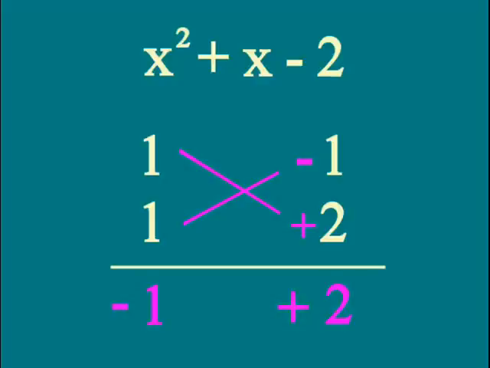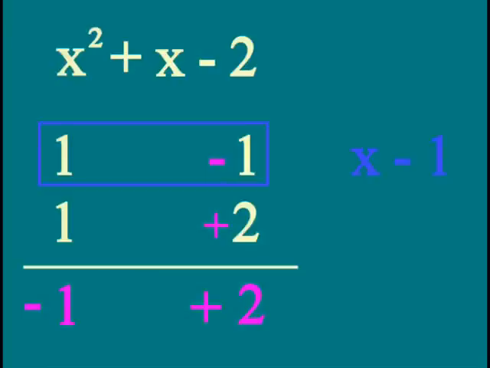Before we solve the problem, we have to double check the constant term. The negative and the positive do produce a negative 2, so we're all set. If that constant were positive 2, then we cannot solve this problem. Now we can read the two factors off. They are x minus 1 and x plus 2.